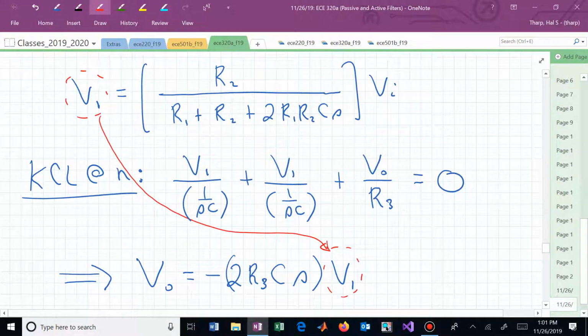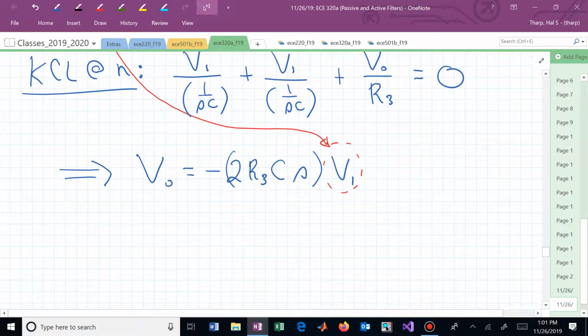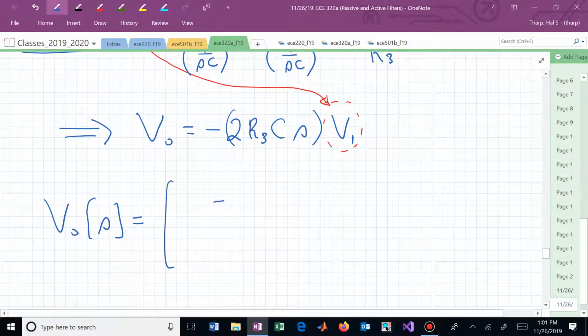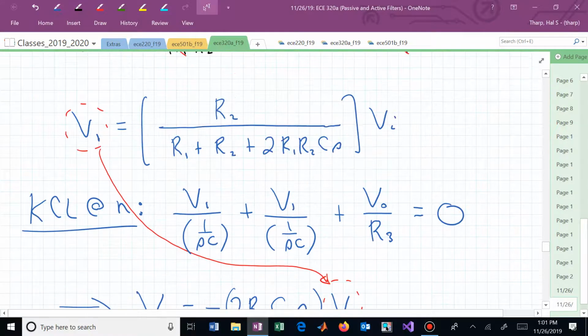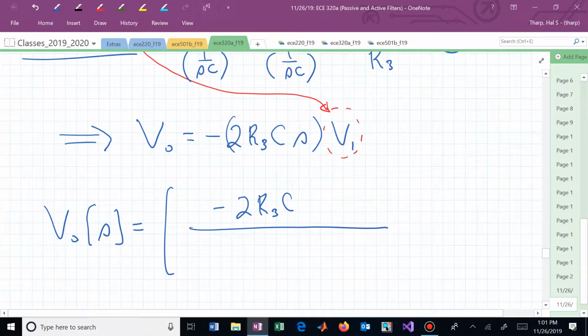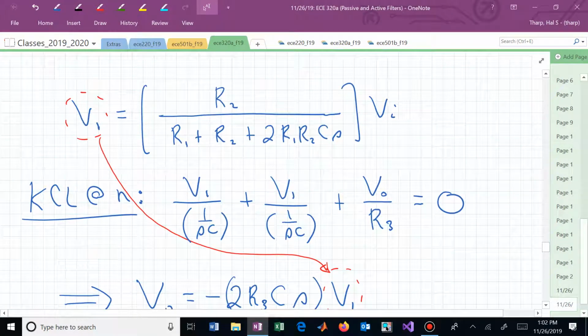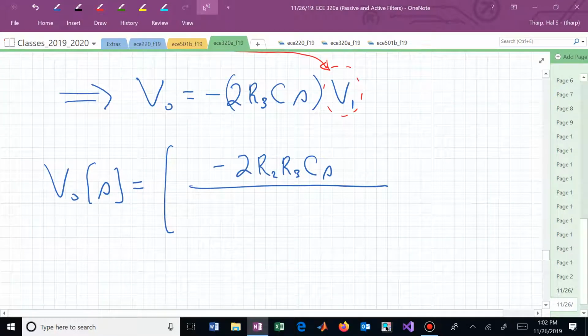Our transfer function now can be identified from the relationship of V sub 0, and now for whatever reason I'm showing you that we're in the frequency domain. Upstairs we have minus 2 R sub 3 CS, and we also have an R sub 2 in there. And downstairs we have the R1 plus R2 plus 2 R1 R2 C times S.